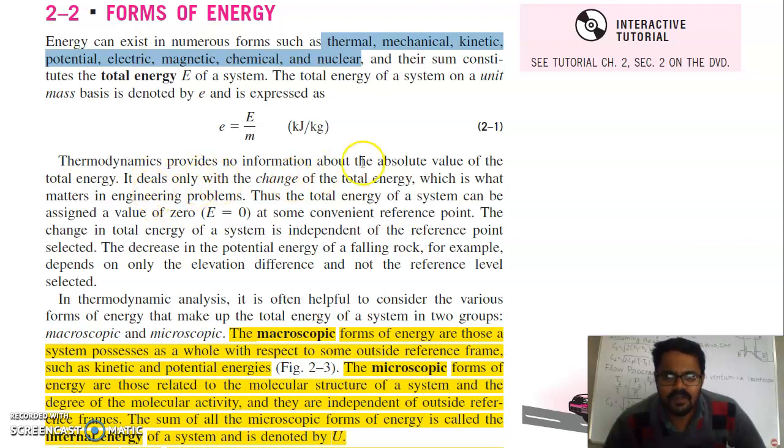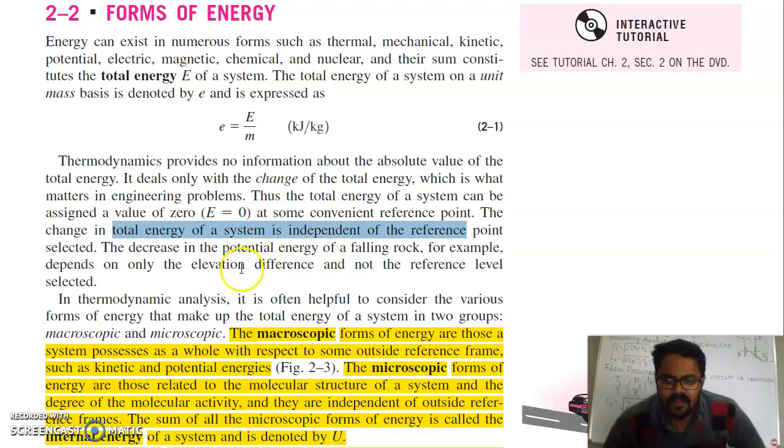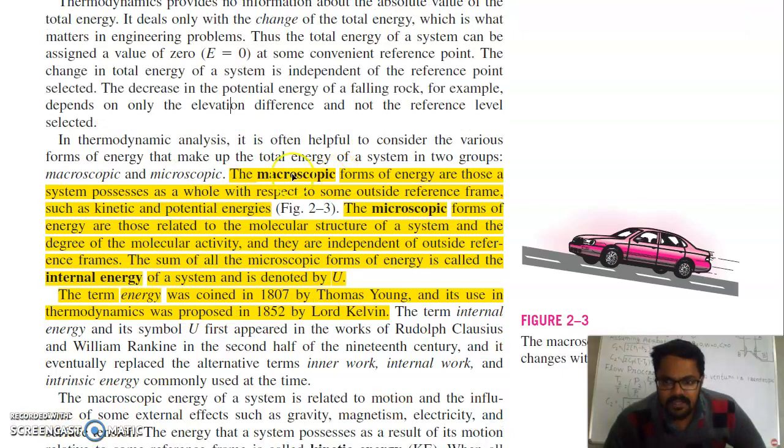We need not go into the absolute value of the energy. We will only discuss the change of total energy, which is what matters in engineering problems. Thus the total energy of the system can be assigned a value of 0 at some convenient reference point. The change in total energy of the system is independent of the reference point. For example, the decrease in potential energy of a falling rock depends only on the elevation difference, from where to what level the rock has fallen, but does not depend on the reference level selected.